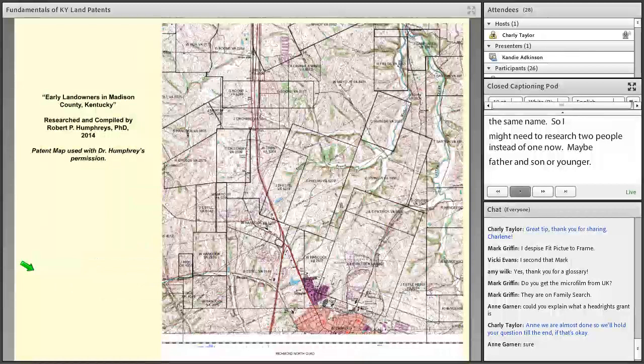This is a sample patent map that was done by Robert Humphreys in a book that he published, Early Landowners in Madison County, Kentucky. We have acquired his permission to use this as a sample of what can be done. This is Richmond. You will see patents plotted, their approximate locations. There will be shingling that will happen, overlapping claims. That is normal. The more patents that you plot, the more shingling you're going to find.